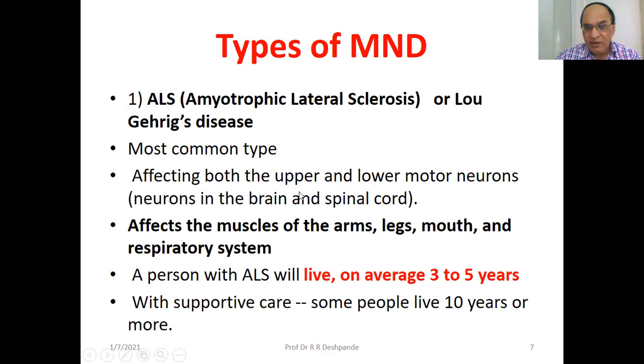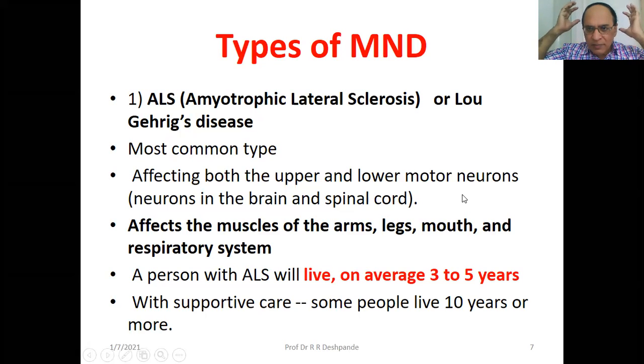This affects both upper and lower motor neurons. What is the upper motor neuron? The nerve from the brain to the spinal cord, that particular segment is the upper motor neuron, and the nerve from the spinal cord to the hands and legs is the lower motor neuron. Try to understand. What does this disease affect? The muscles of the arms, legs, mouth and respiratory system.